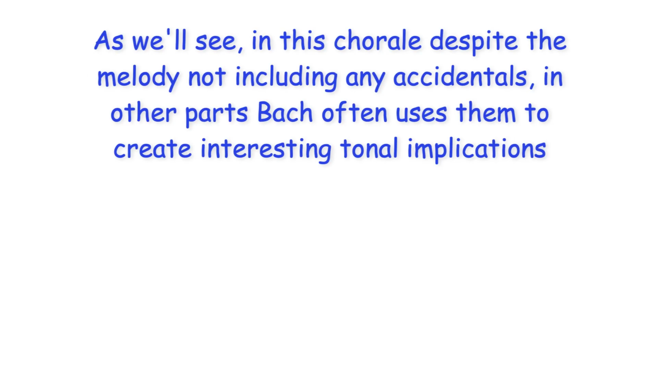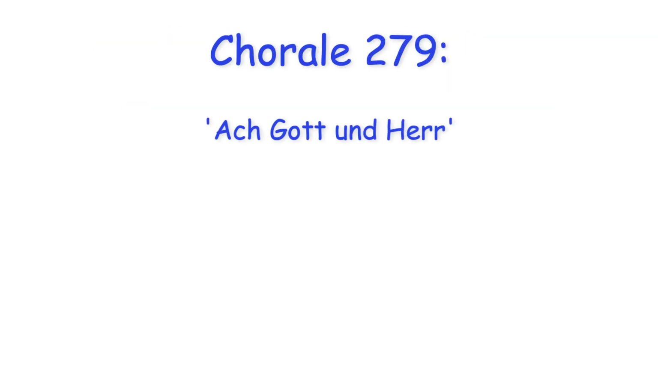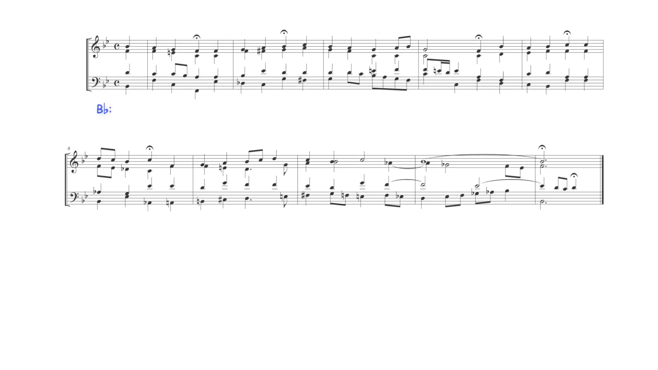As we'll see, in this chorale, despite the melody not including any accidentals, in other parts Bach often uses them to create interesting tonal implications. The initial phrase ends on B-flat major's dominant, which is preceded by its own secondary dominant 7th chord. Immediately after the cadence, Bach introduces B-flat major's dominant 7th, which resolves in 4/2 inversion in what appears to be an interrupted cadence to G minor.